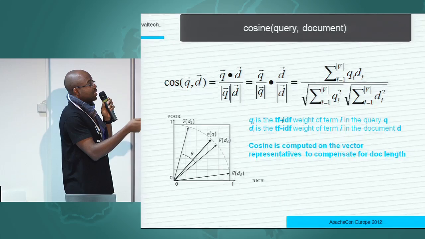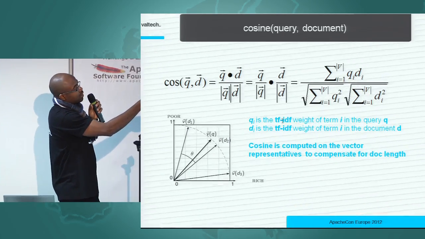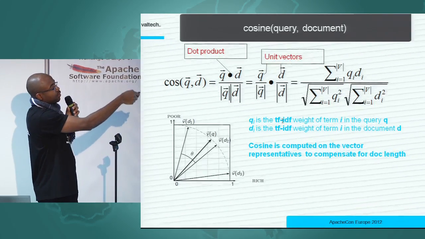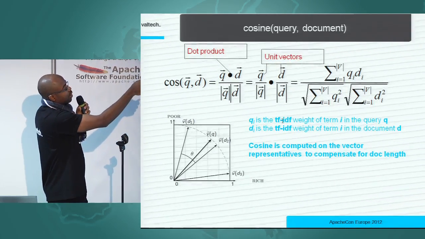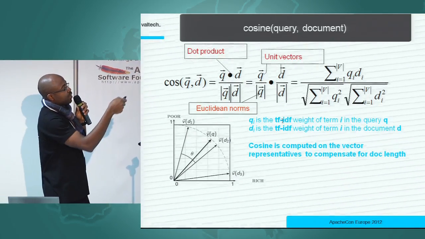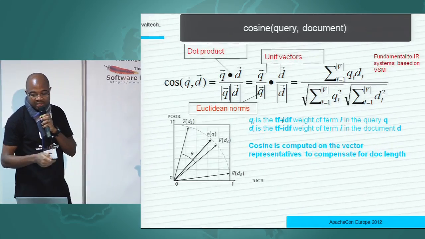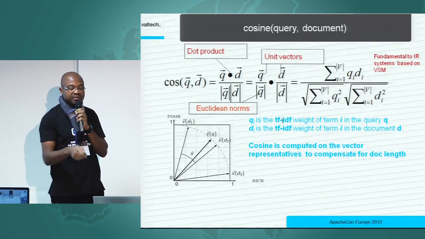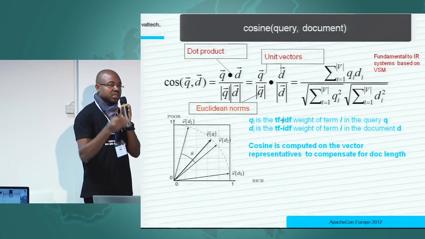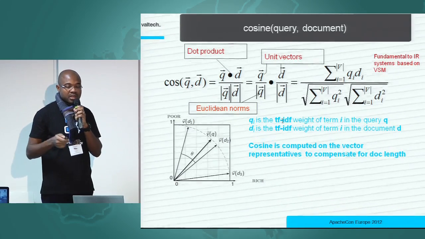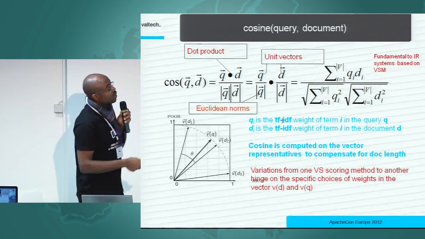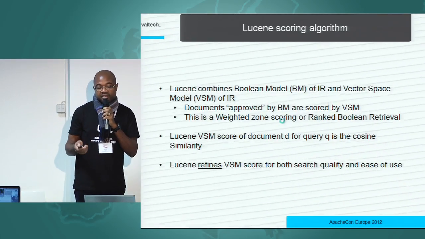So the cosine similarity equation is this. You have the dot product of the vector representing the query and the document, divided by the Euclidean norm to have a unit vector. And this is fundamental in our system based on VSM. Lucene uses this formula, and depending on the library you are using, they will sometimes modify it. Many variations are available. So Lucene combines the Boolean model and the vector space model.